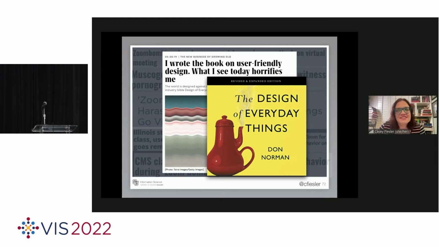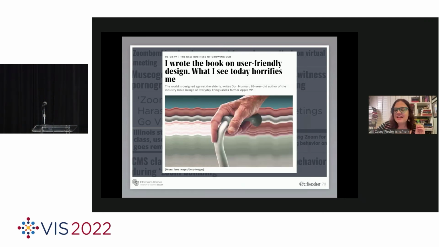So Don Norman wrote this op-ed that said, "I wrote the book on user-friendly design, but what I see today horrifies me." So what do you think it is that horrifies Don Norman? Like, what is the thing that is worse designed now than when he wrote The Design of Everyday Things? And the answer is, the world is not designed for the elderly, which is very true.